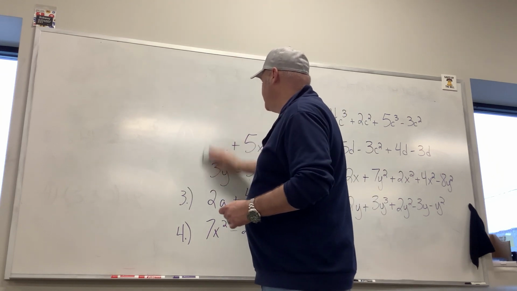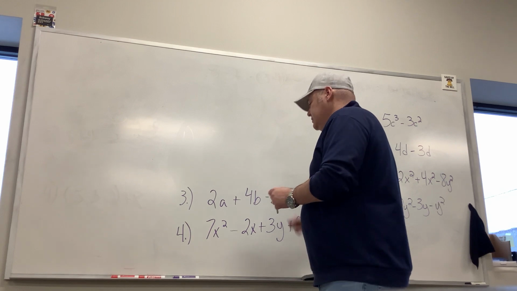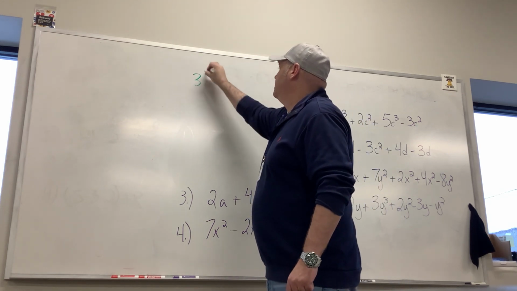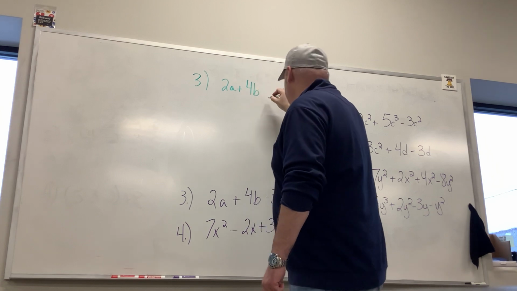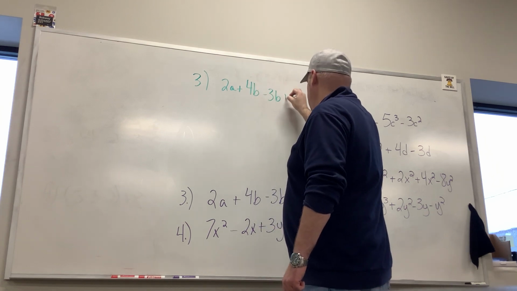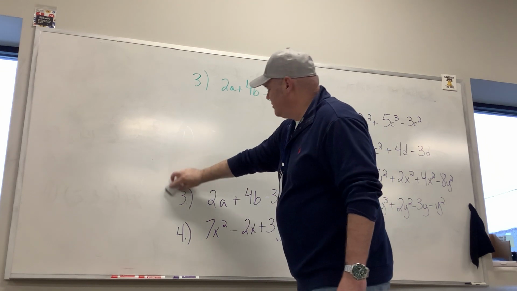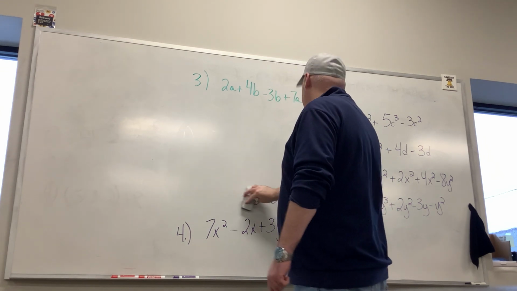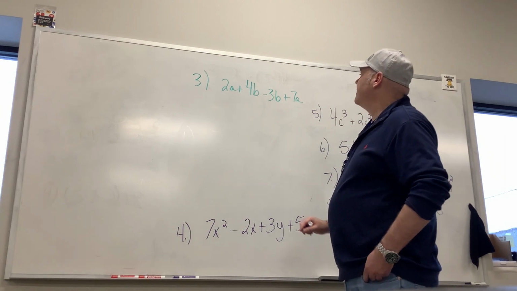Number 3, and I'm going to erase these so I've got a little more room to rewrite it here, is 2a. This is riveting TV watching me rewrite a problem, right? 4b minus 3b plus 7a, okay? So that's number 3, 2a plus 4b minus 3b plus 7a. Just remember, I wrote those down right.